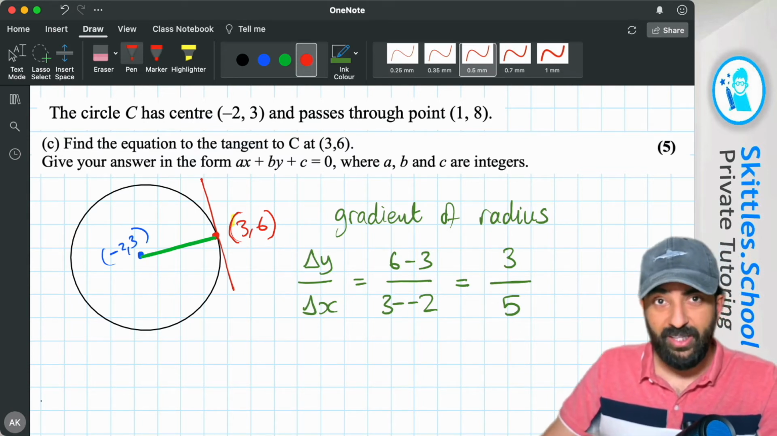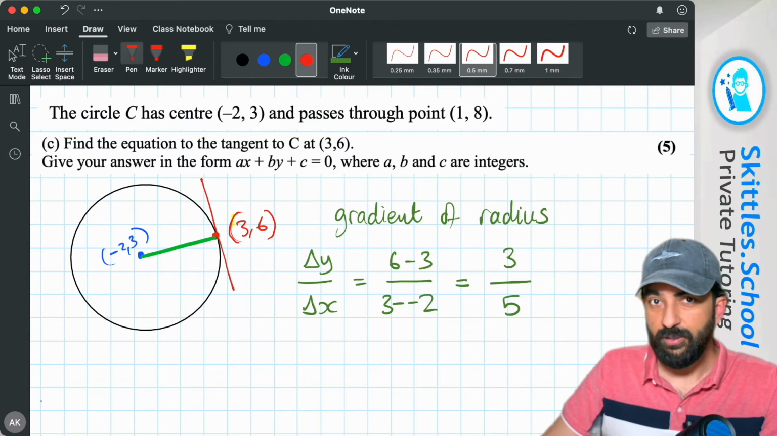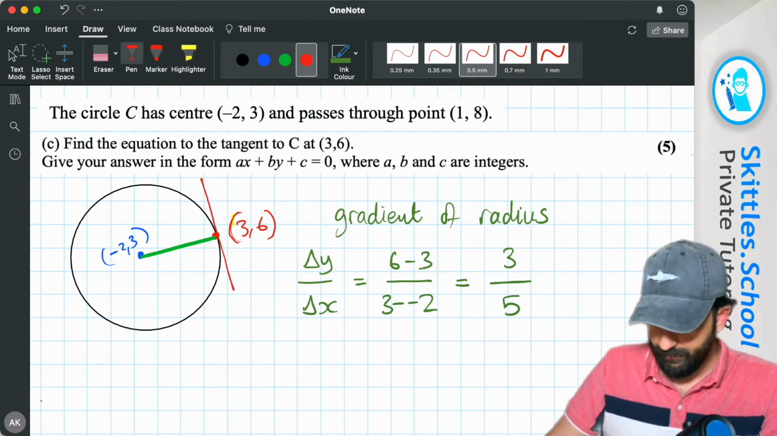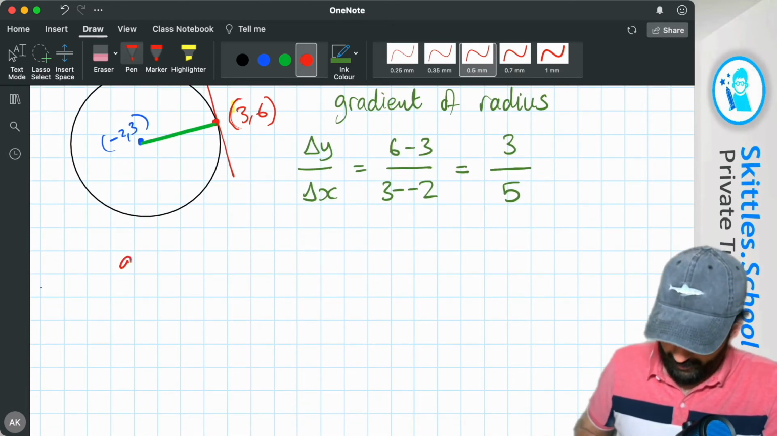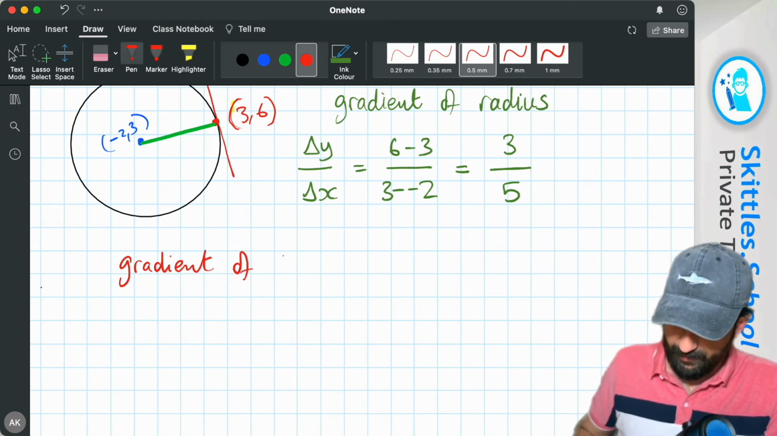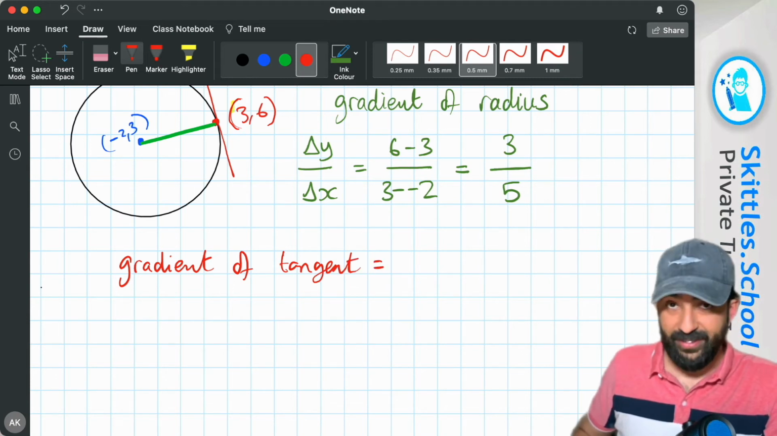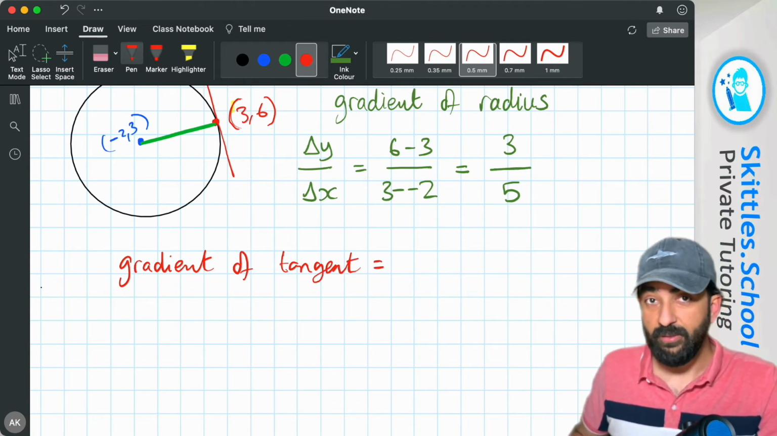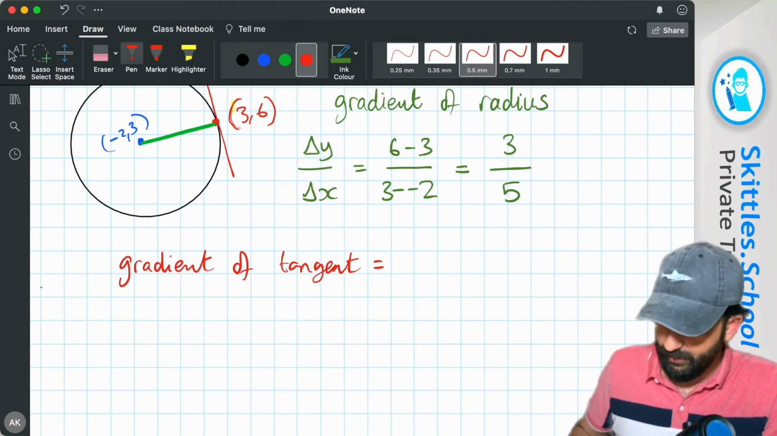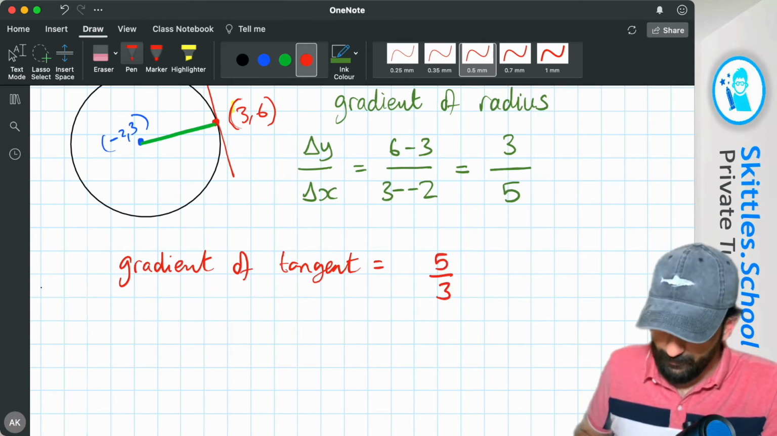Now we can do the negative reciprocal of that to find the gradient of the tangent. So gradient of the tangent is the negative reciprocal of the gradient of the radius. So flip it and make it minus.